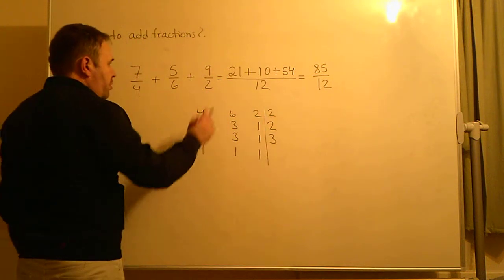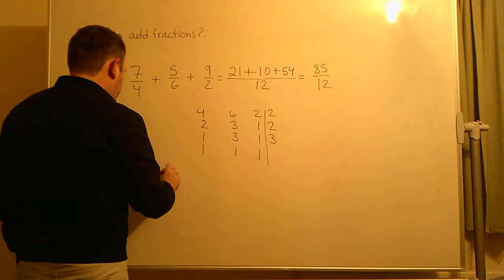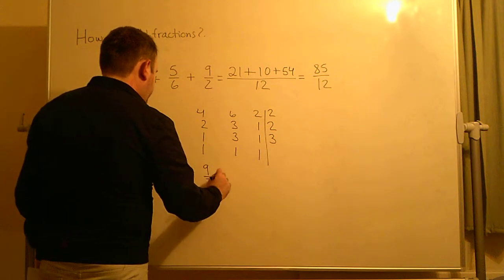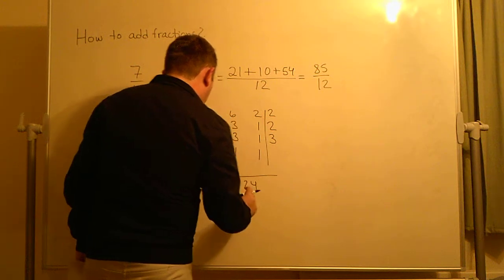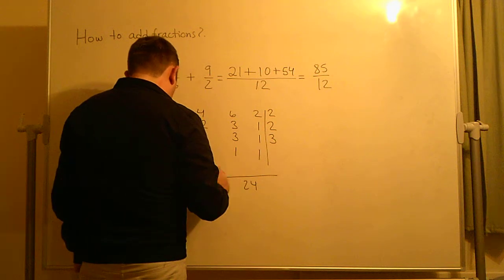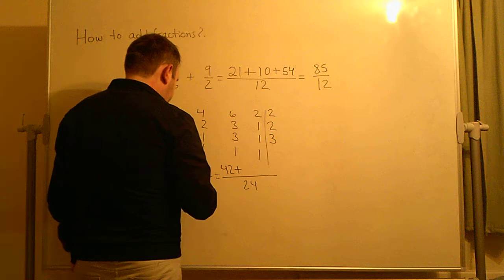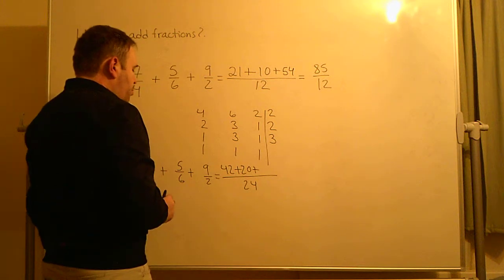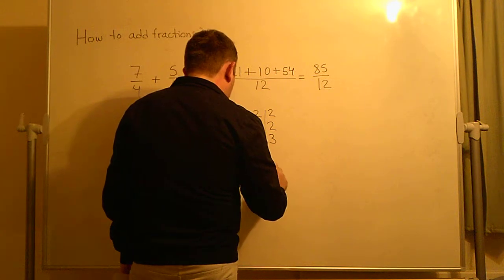Obviously, we can use another common multiple, like for instance 7/4 plus 5/6 plus 9/2. For instance, we could use 24. 24 divided by 4 is 6 times 7, 42. 24 divided by 6 is 4 times 5, 20, plus 24 divided by 2 is 12 times 9, 108.